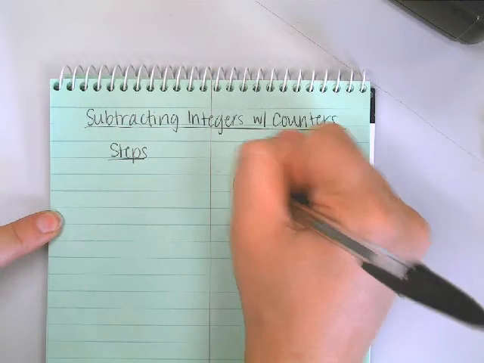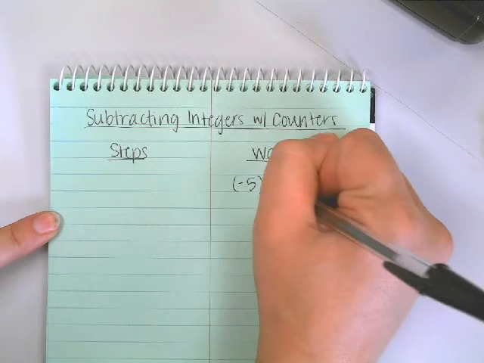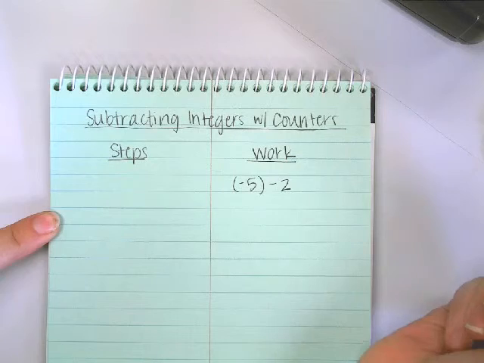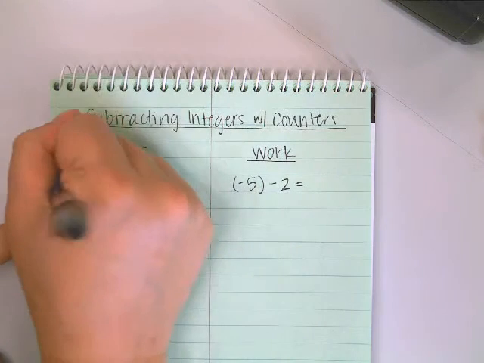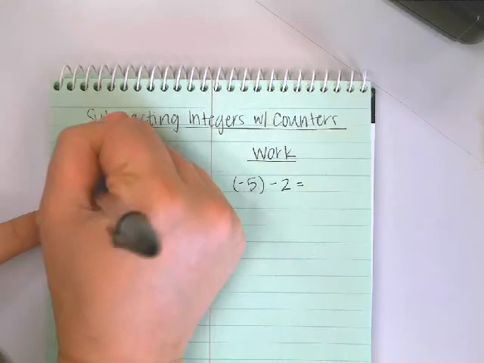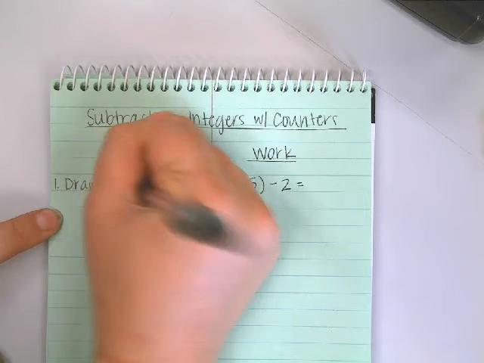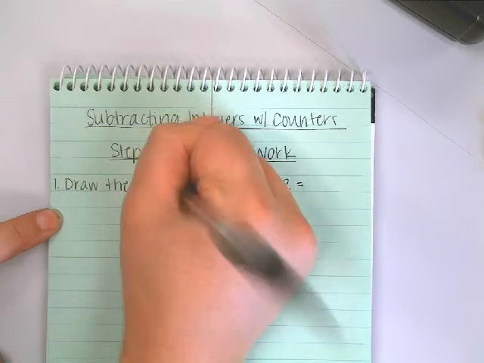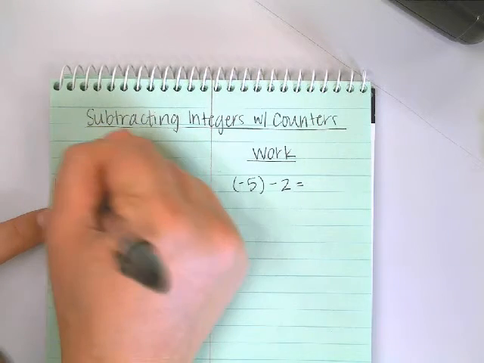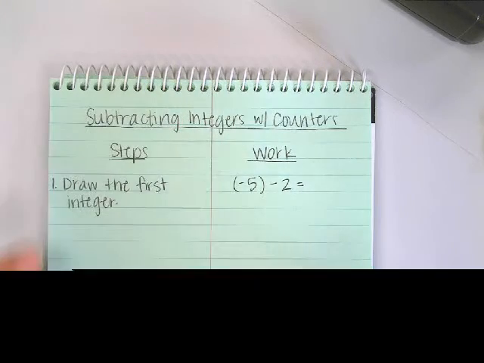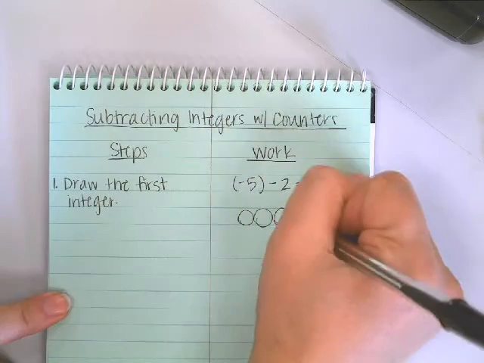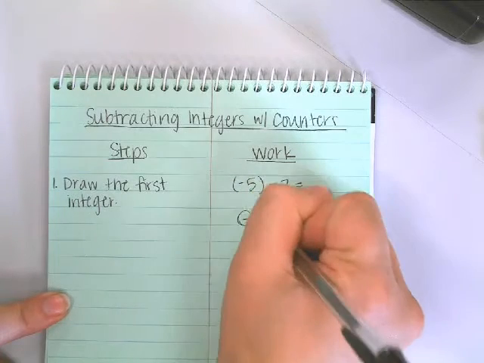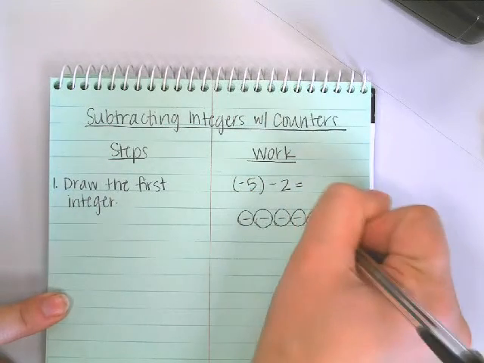So the problem we're going to do is -5 minus 2. We're going to try to figure out what that's equal to. So my first step is to draw the first integer in your problem. Our first integer in the problem is -5, so I'm going to draw 5 negatives.